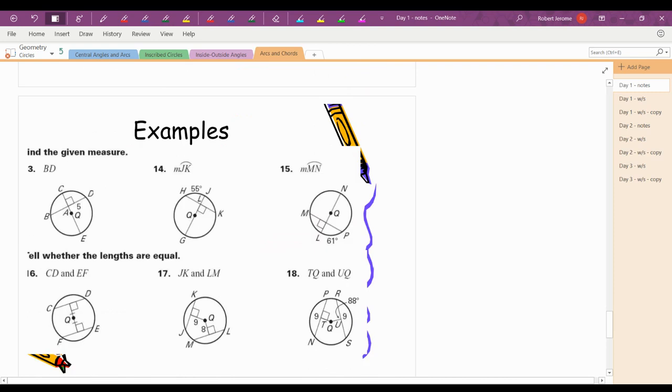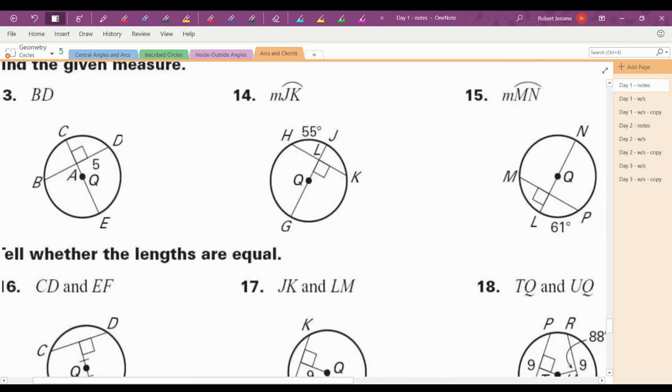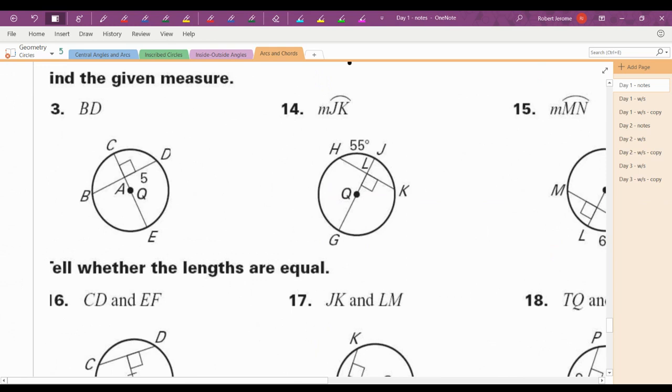Let's go through a couple more problems here. I'm just going to blow this up because there's a little more going on in these pictures, but that doesn't mean it's that tough. We're asked to find BD. Now let's use our previous discussion. We do have a diameter. It is perpendicular to the chord, which means it bisects the chord. So we have 5 and 5, making BD 10.